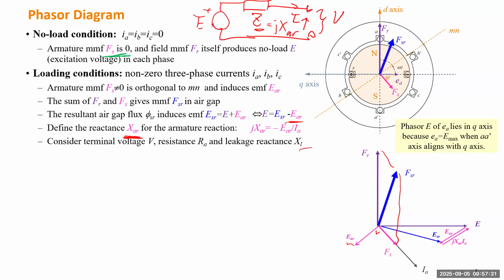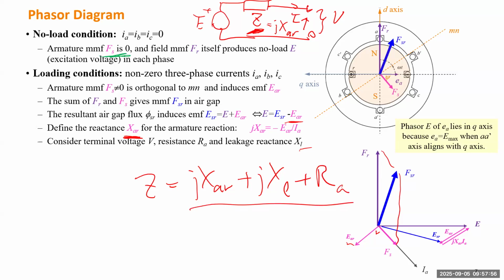So that will make the impedance we're going to model. We'll have armature winding reactance explaining the voltage drop inside of the generator, and also the leakage reactance, plus resistance. So this one can be determined. Okay.